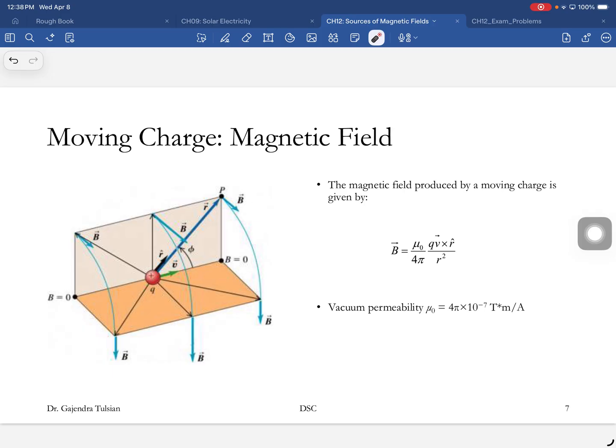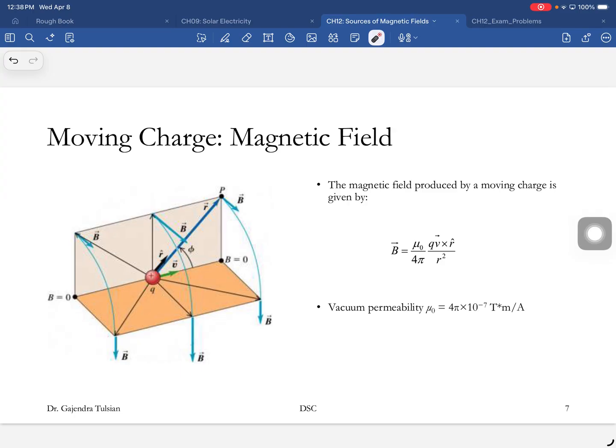This is a cross product, V cross R. Here's the vector V, here's the vector R, and the cross product is perpendicular to this plane. If you turn a screw from V to R, the screw will come out of the plane. And so the magnetic field points like that: in this plane, the magnetic field is perpendicular to that.